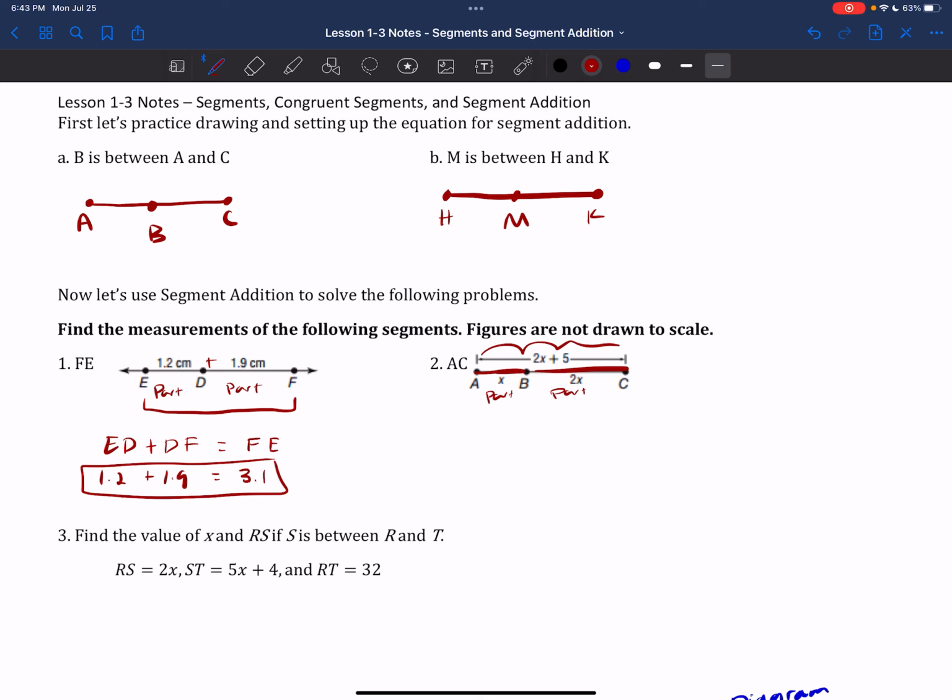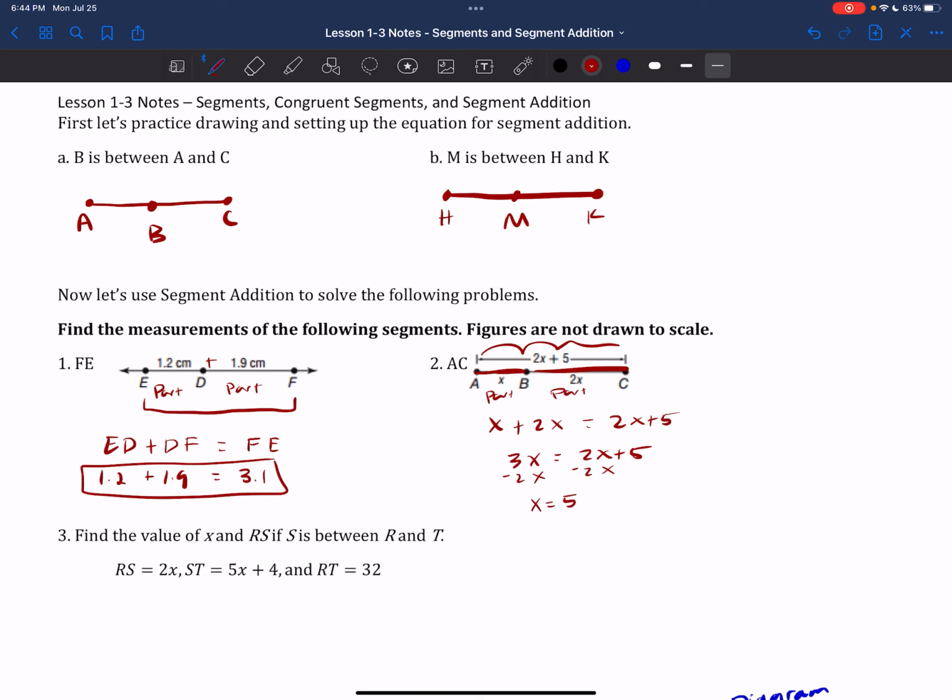Okay, so my part is x and my other part is plus 2x, right? I'm adding those two together. That's going to give me 2x plus 5. If I combine the like terms on the left side, I see x plus 2x. That's going to give me 3x. And then nothing happens on the right side, so that's just going to be 2x plus 5. Now, I need to go ahead and solve for x. So subtract both sides by 2x. I get x is equal to 5.